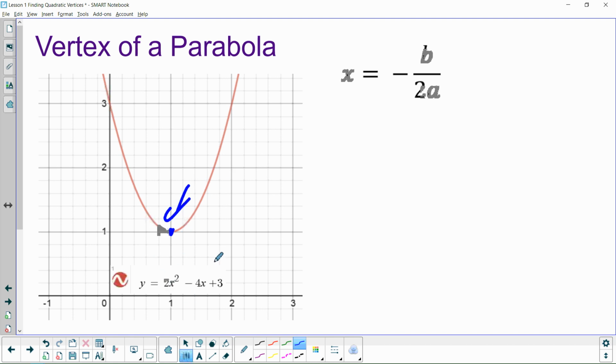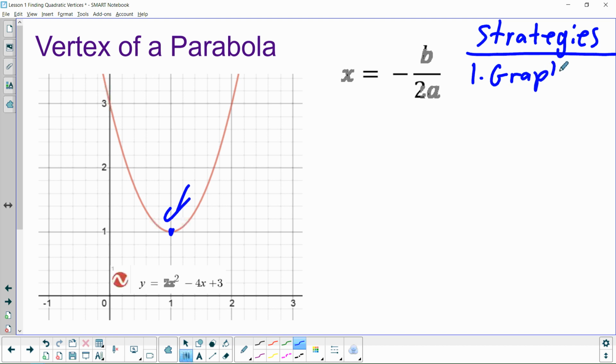Let's talk about strategies. We just want to have different ways that we can find our vertex. Strategy 1 is graph it and just look at it and figure out where that point is. And now you're going to say, but Mr. Barton, what if I don't know how to graph? What if the mean old test writers only give me an equation? They tell me that the equation of this graph is y equals 2x squared minus 4x plus 3. Don't worry, I'll hold your hand. We're going to get through this together.